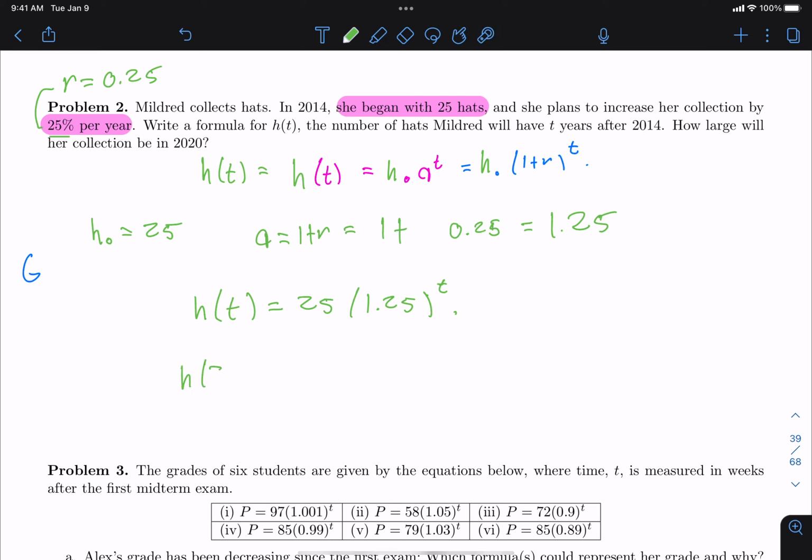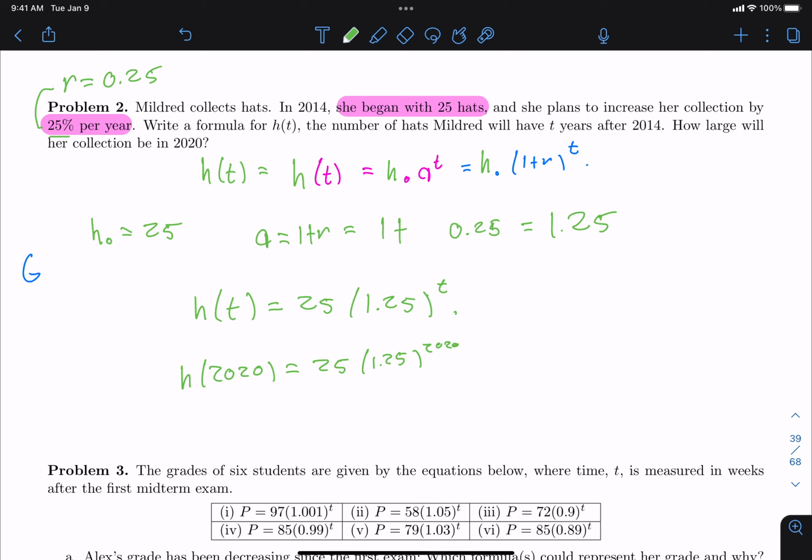So all I need to do is plug in 2020, which will be the year. And let me just figure that out really quickly. Hang on, I don't think my calculator is going to even be able to do it. Let's check with Wolfram. Okay, 25 times 1.25 to the power 2020. What do we get?